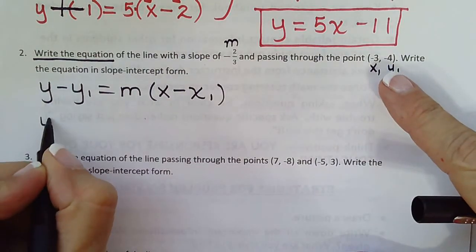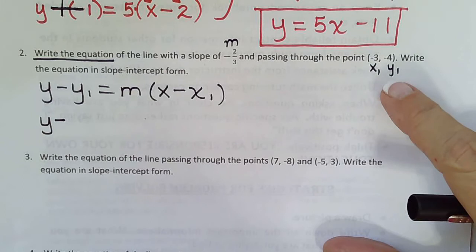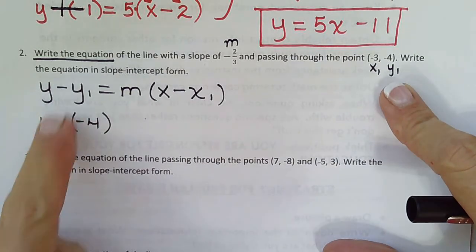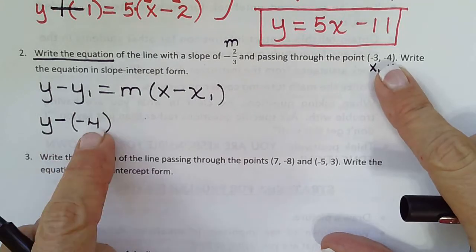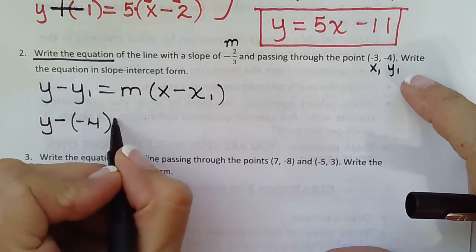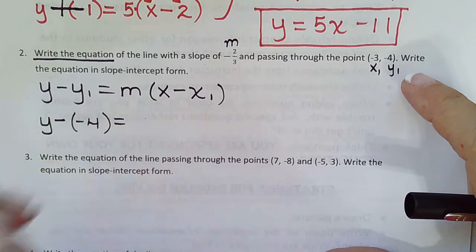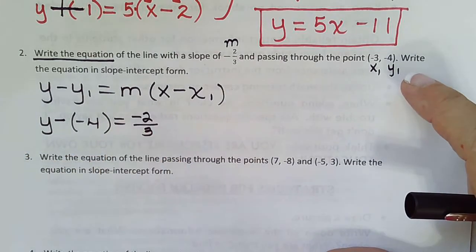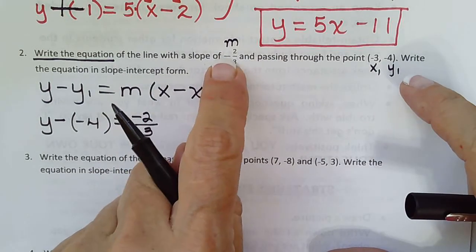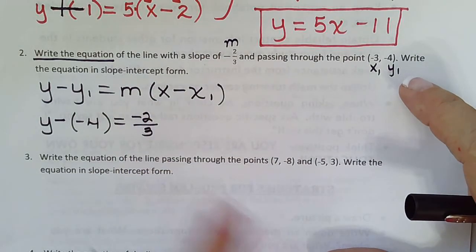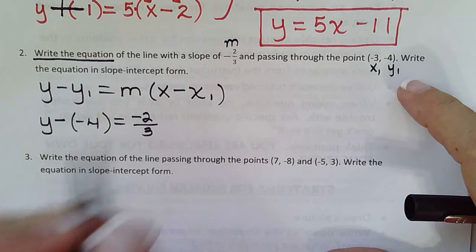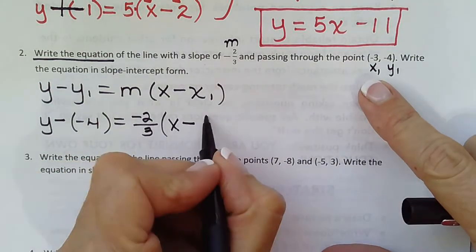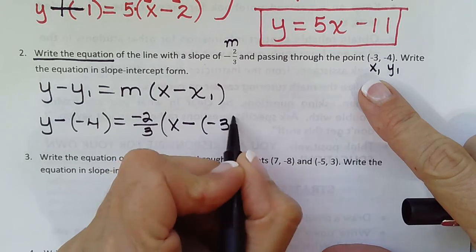So y minus y sub 1, negative 4. So there's a double negative again, minus from the formula, and y sub 1's negative 4. Equals, in place of m, hopefully you put negative 2/3. And like I said, usually when we write it, we tuck that negative up front because it's really easy to lose it when it's in the middle. So we just usually tuck it up there with the top number. X minus x sub 1 is negative 3. Ooh, 2 double negatives in this problem.